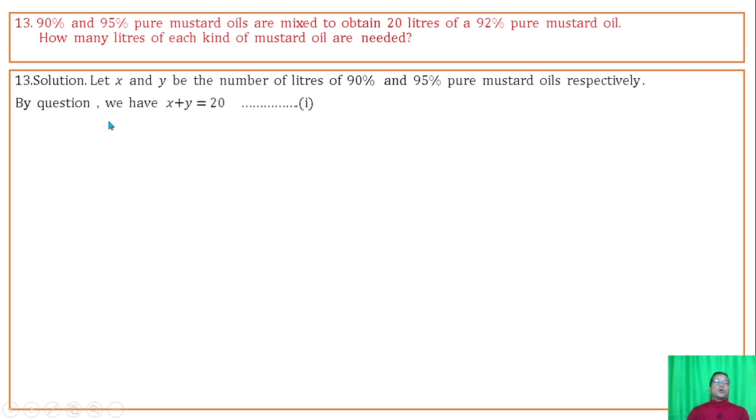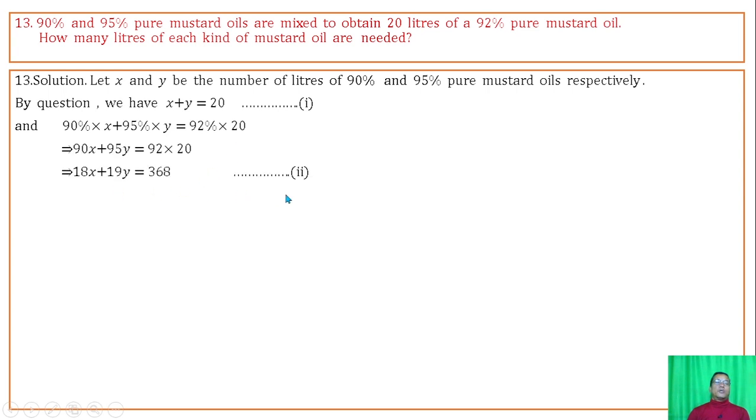According to the question, we have x plus y equals 20 liters, equation 1, and 90% of x and 95% of y equal to 92% of 20, and this is simplified already. We have these two equations, equation 1 and equation 2, in x and y, to be solved by some technique.